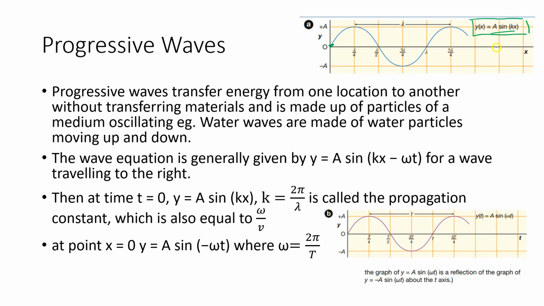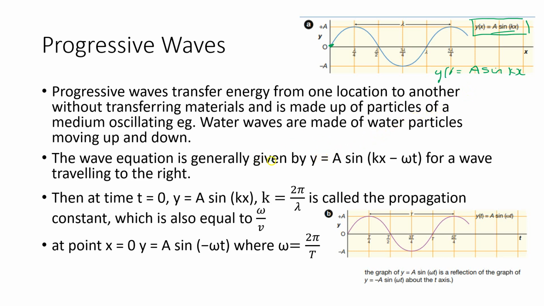So your displacement versus x graph looks like this, where your displacement, which is your amplitude for argument's sake, is equal to the amplitude of the wave times sine of k times x. Now k is what we call the propagation constant, right? K is what we call the propagation constant.